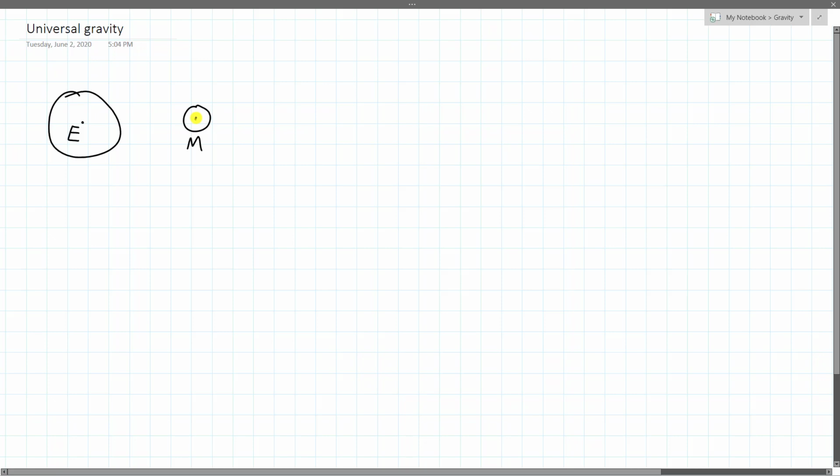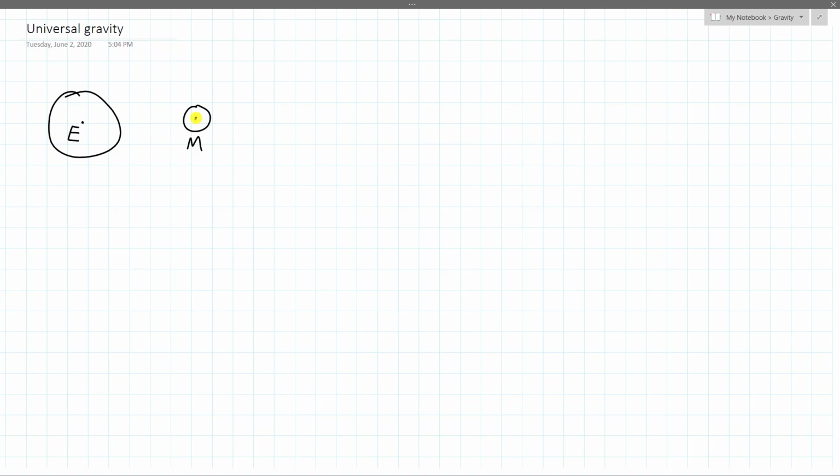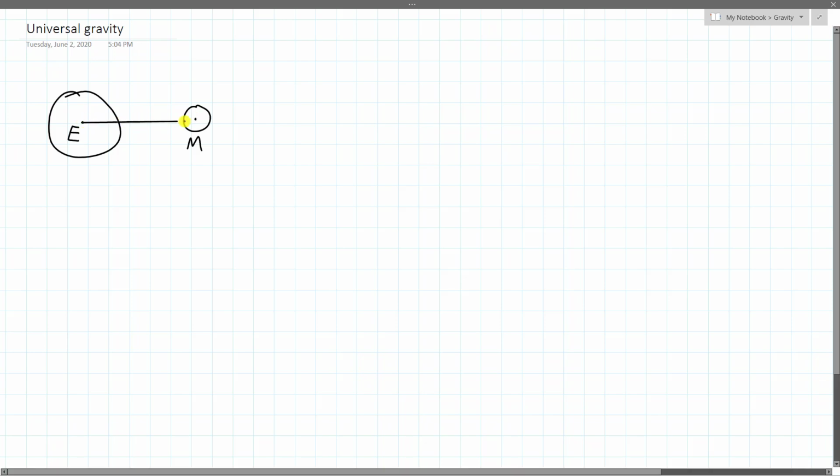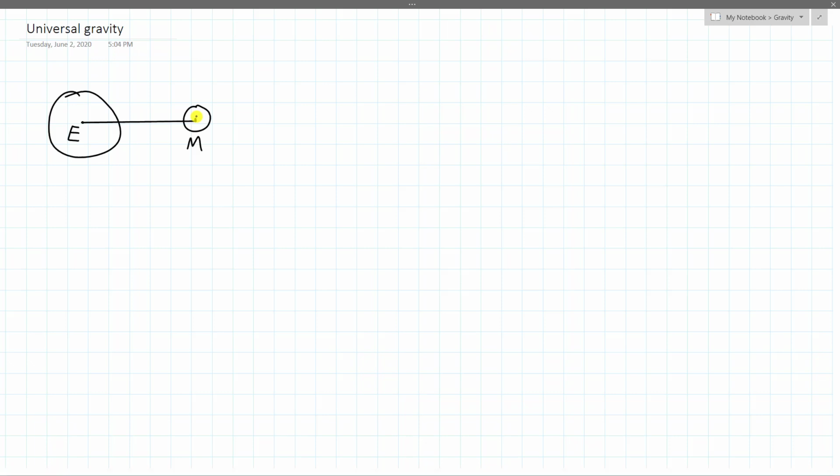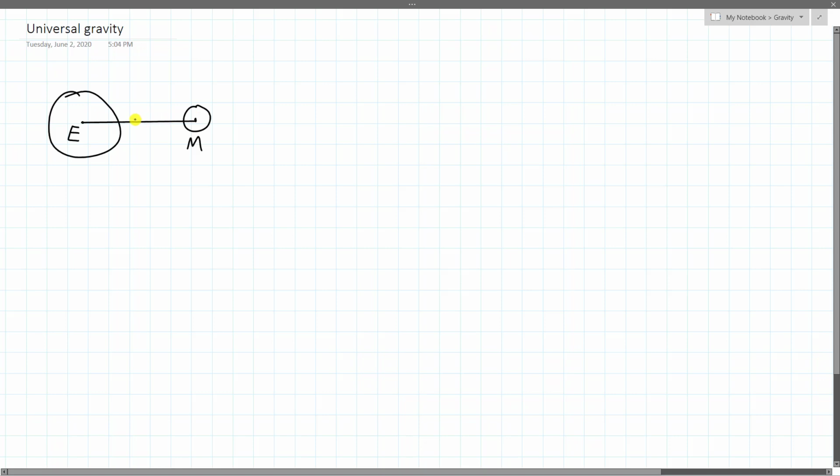We're assuming that both objects are uniform spheres, although that's not exactly right. We just make that assumption because their distance is relatively large compared to their individual sizes. So the distance between the Earth and the Moon is 380,000 kilometers, give or take. And the Earth only has 6,370 kilometers of radius, so that's a fraction of the 380,000, and the Moon has an even smaller radius. So this is the distance between the two objects.